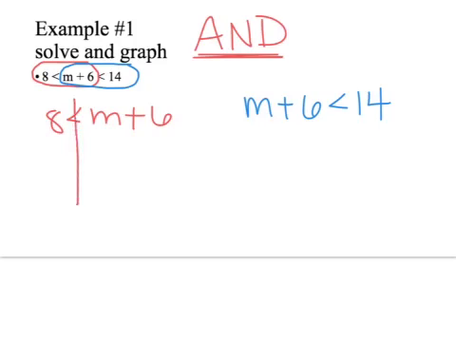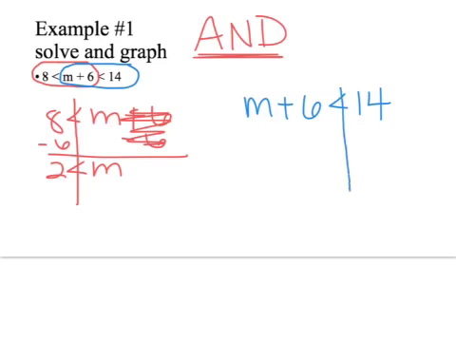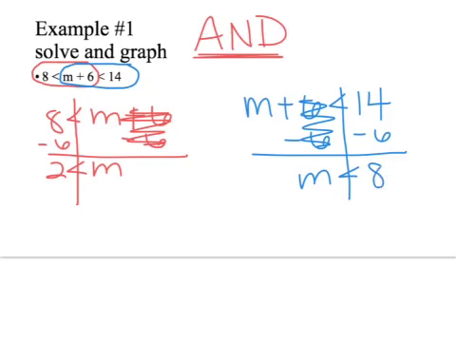So over here in red, I would subtract 6 and get 2 is less than m. And then in blue, I would also subtract 6, but in this case I would get m is less than 8. And I would graph this on the same number line. So I know I need to go at least from 2 to 8.